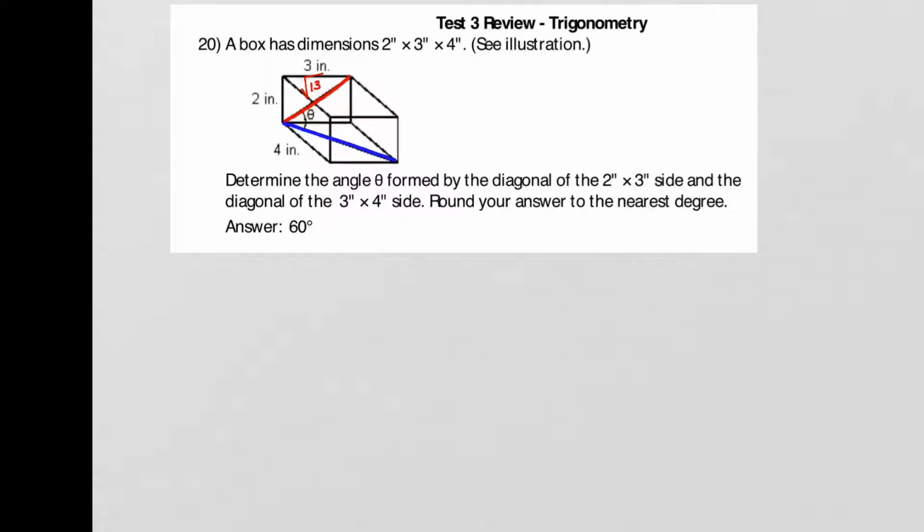Next, I'll find the length of the diagonal for the 3 by 4 inch side. And again, that's the hypotenuse of a right triangle. So what I have is 3 squared plus 4 squared, and that's 9 plus 16, which is 25. So that length, length 2, is 5, the square root of 25. There you go. Okay, so now I have these two lengths.